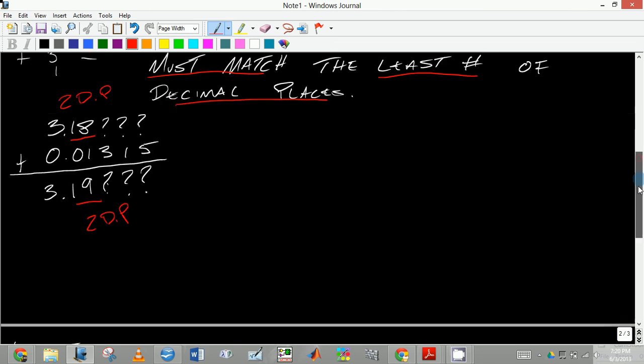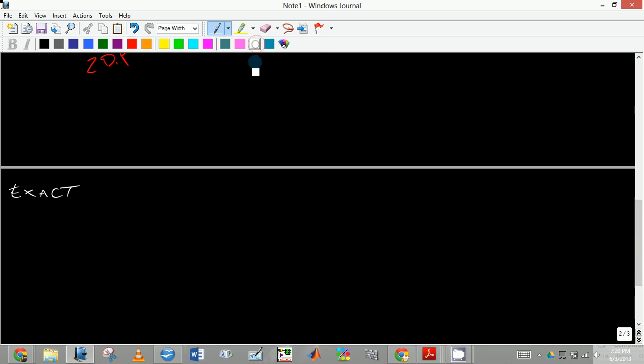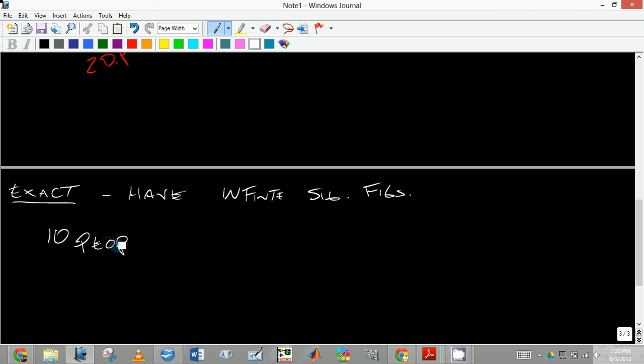All right, the next one, the very last one, is exact numbers. Now when you're dealing with exact numbers, they have infinite sig figs. So what that means is pretty much exact numbers are numbers of counting. How many people are in the room? 10 people. We have 10 people. This would have an infinite number of sig figs.